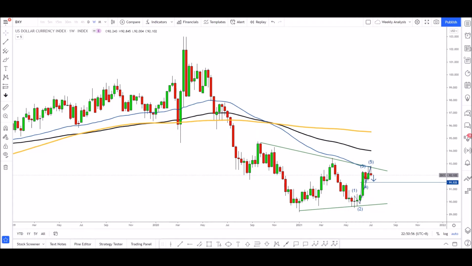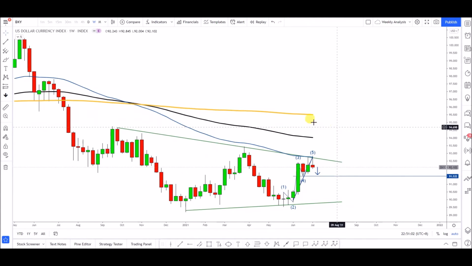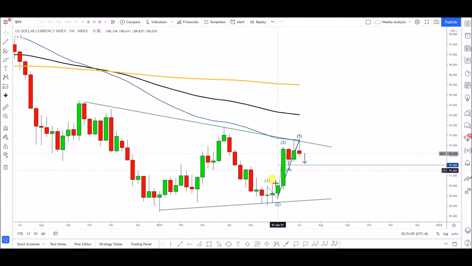Alright, so without further ado, let's kick off with the dollar index. For the dollar index, as you can see, this is the weekly time frame, and what we have right here is that it has actually completed a bullish Elliott wave from the bottom of a symmetrical triangle to the top.